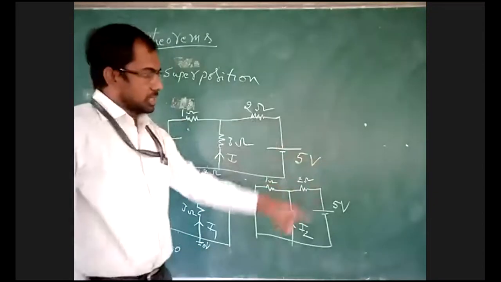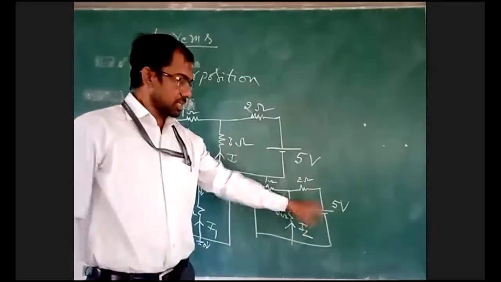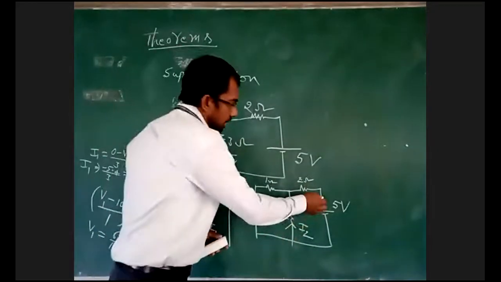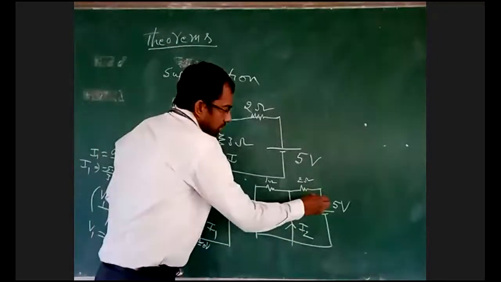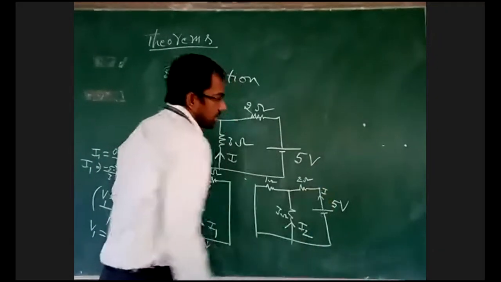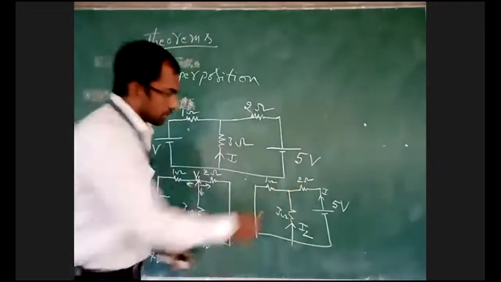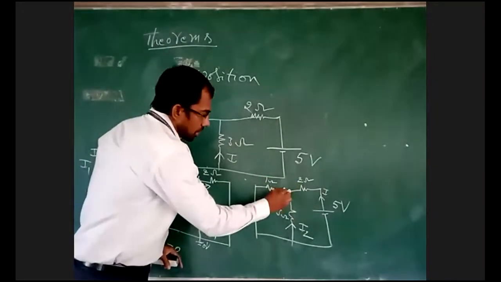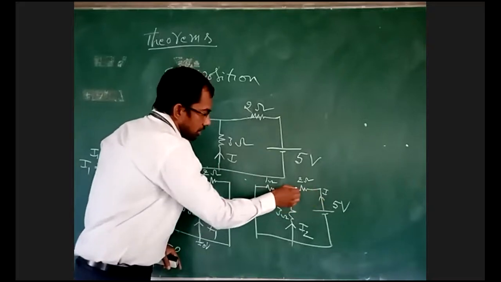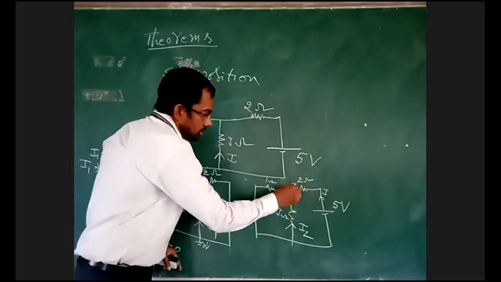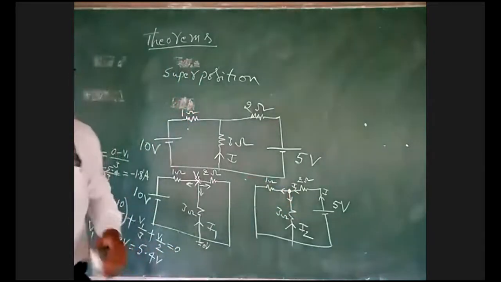Current divider means current flows from negative to positive, like this. Let us assume I is the total current flowing from here. This total current will come here and it will divide into these 2 branches.